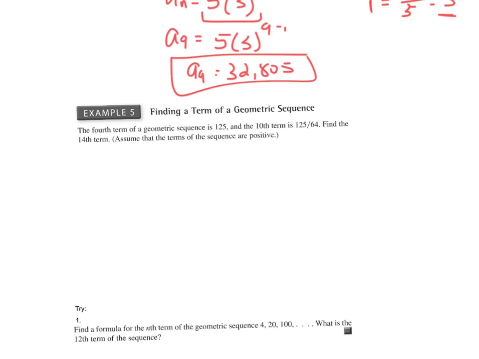All right, the next one: find the 14th term, given the 4th term is 125 and the 10th term is 125 over 64. What I want you to do first is just label what your terms are. So pause the video, label what you got, and then we'll go from there.